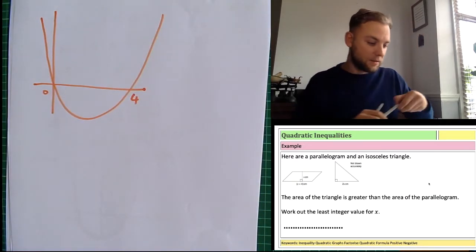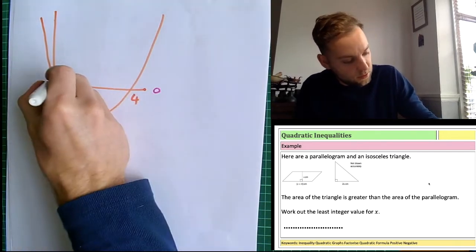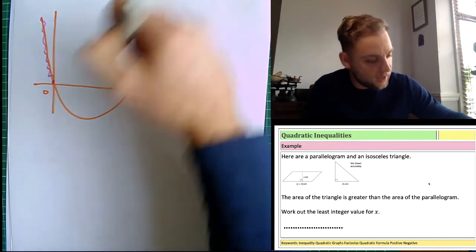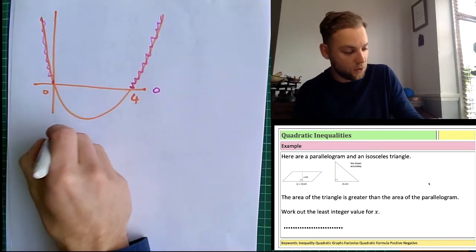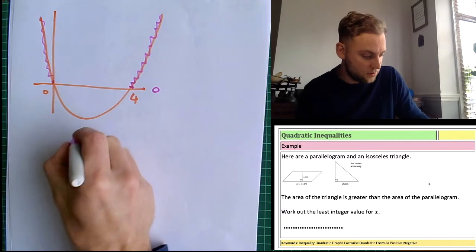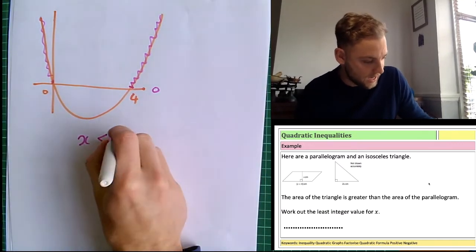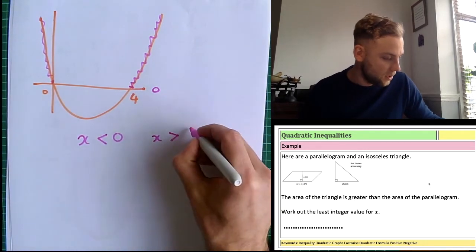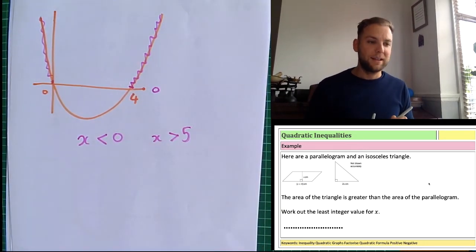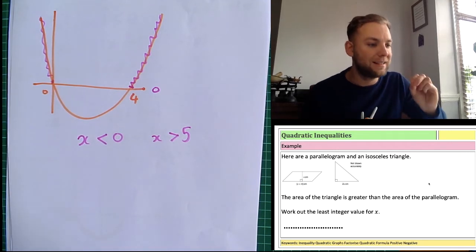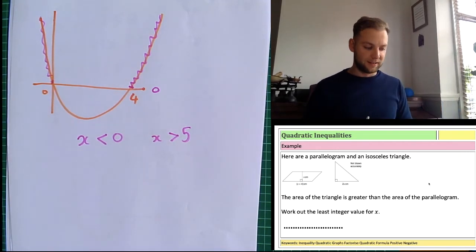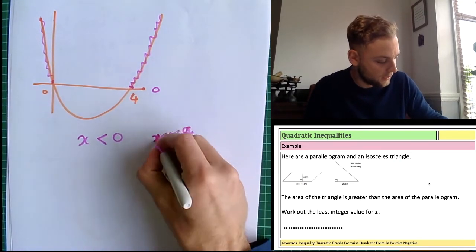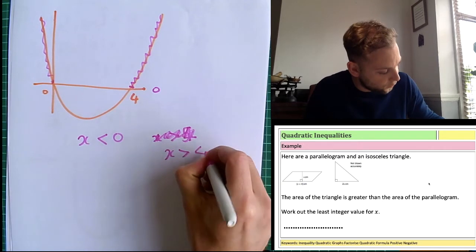When it's greater than 0, this is 0. This is when it's greater than 0 on the left hand side. This here is when it's greater than 0 on the right hand side. So it's greater than 0 when x is less than 0, or when x is greater than 4. Now it says work out the least integer value for x. I wrote 5 there, sorry, greater than or equal to 4. It's because I'm thinking about the next stage. x is greater than 4.